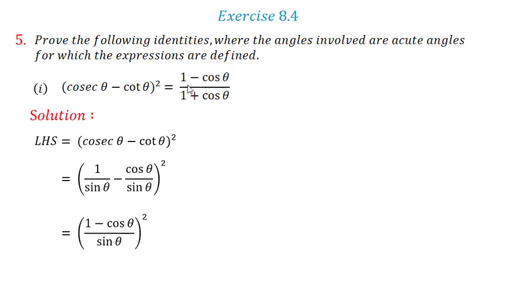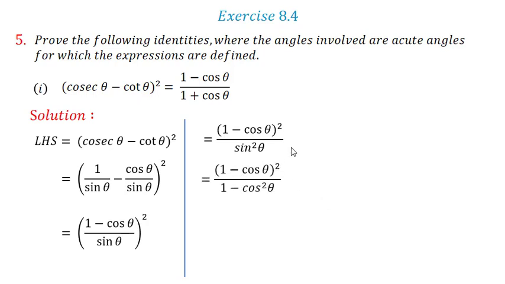As you can see, the numerator is 1 minus cos theta, so it is better that I keep the numerator 1 minus cos theta as it is. So it is (1 minus cos theta) the whole square divided by sin square theta. Now this sin square theta can be written as 1 minus cos square theta.